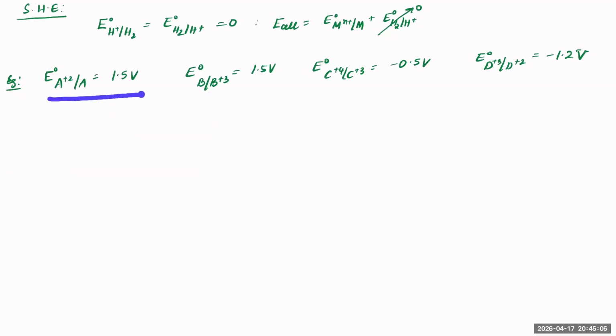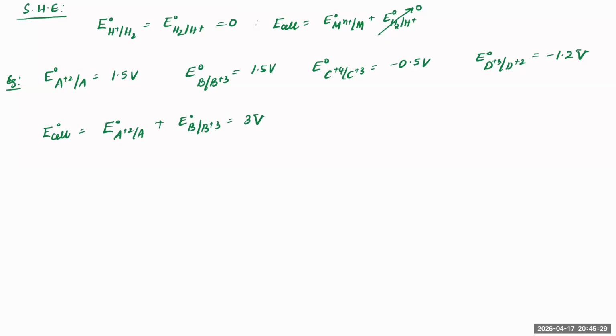You can see this is reduction, it is a positive value, and this is oxidation, which is a positive value. Hence, I can make a cell where E naught cell will become E naught of A plus 2 to A plus E naught of B to B plus 3. Therefore, this is 3 volts. Okay, this is the 3 volts which you will get.